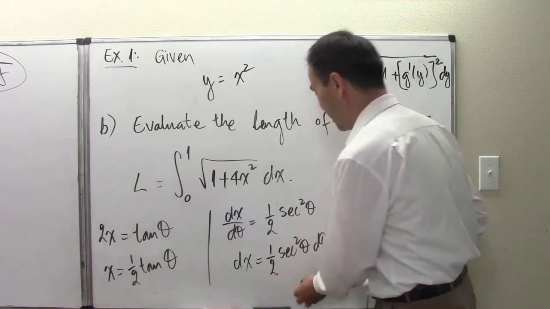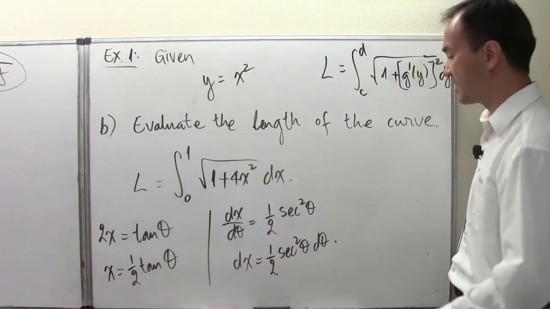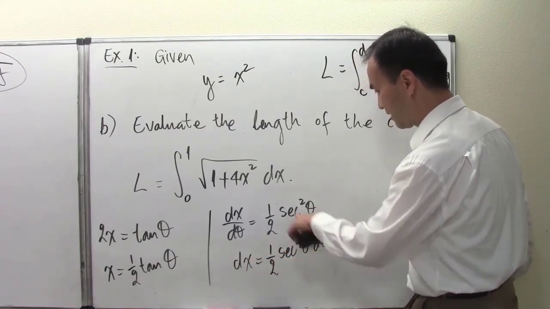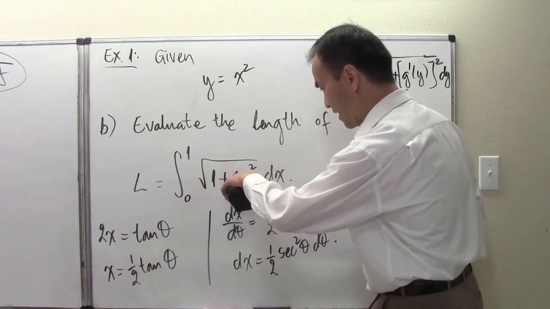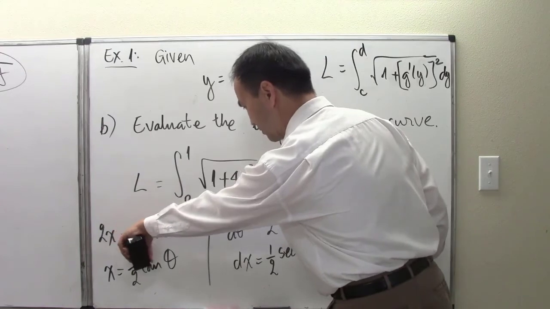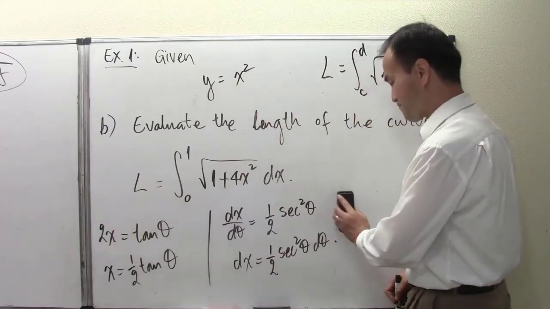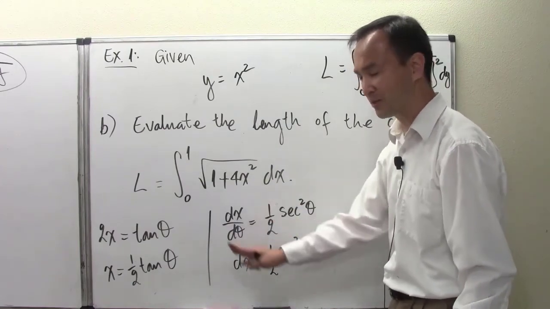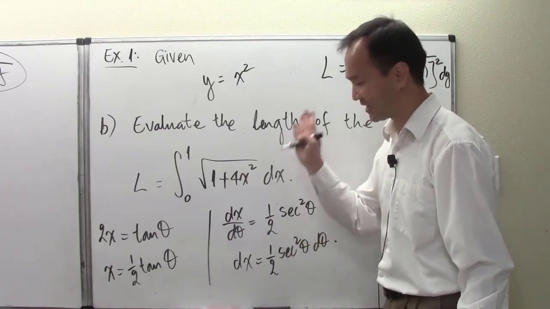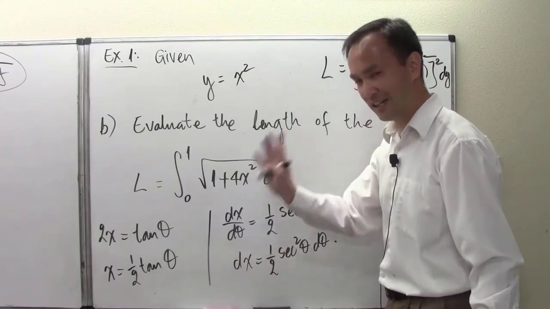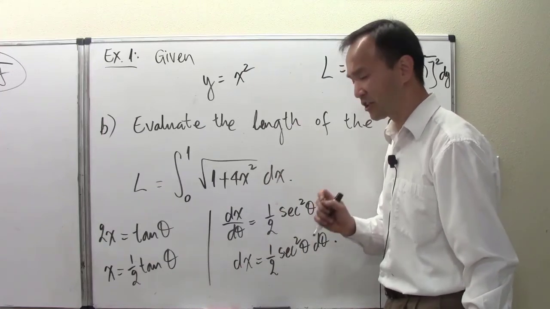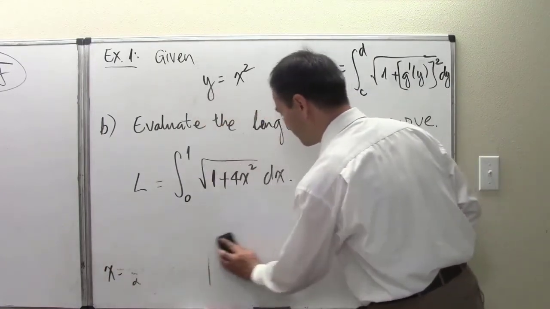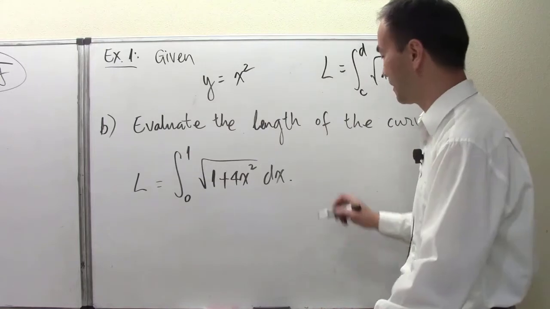In the end, it's a substitution method. So I'm going to substitute 1/2 secant squared theta d theta for dx. This 4x squared is the same as 2x all squared, and 2x is substituted by tangent. I'm moving on with this problem assuming you have already learned what it means to do a trig substitution. If you haven't, exit out of this part, learn your lesson about the trig substitution formulas, and then come back and resume with this lesson. Now here's how we proceed in the next step.